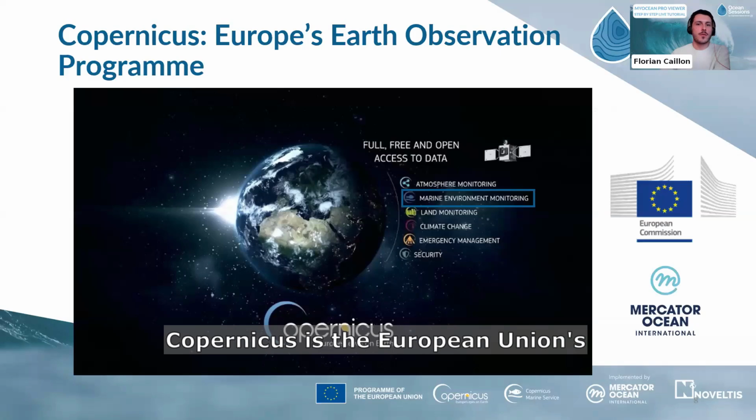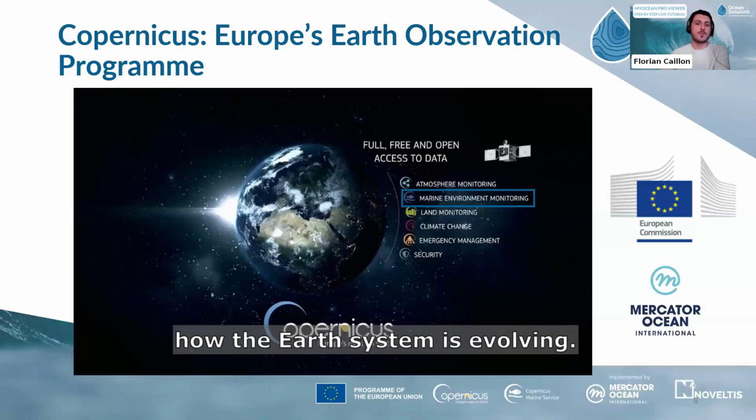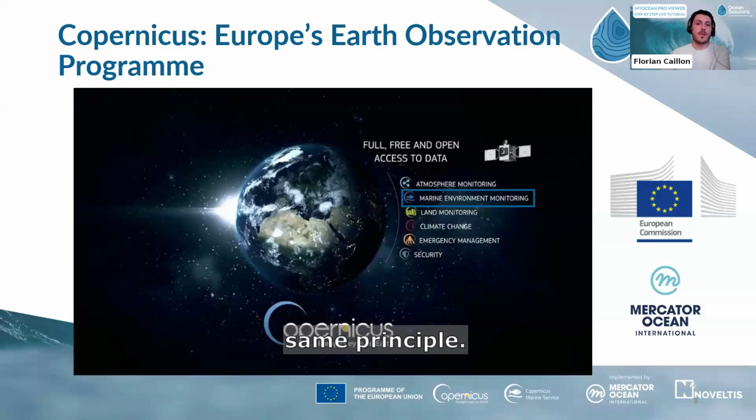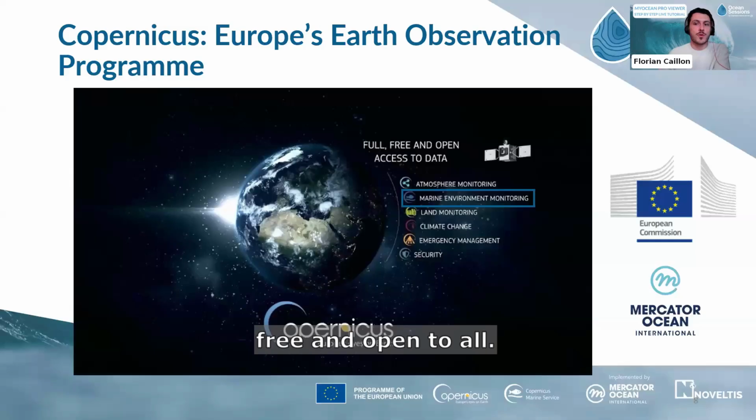Copernicus is the European Union's Earth observation program. Since its launch in 2012, it has become one of the world's leading sources of operational environmental data. Its mission is to monitor our planet and provide reliable insights into how the Earth system is evolving. All Copernicus services follow the same principle. They offer long-term, trustworthy data that is free and open to all.